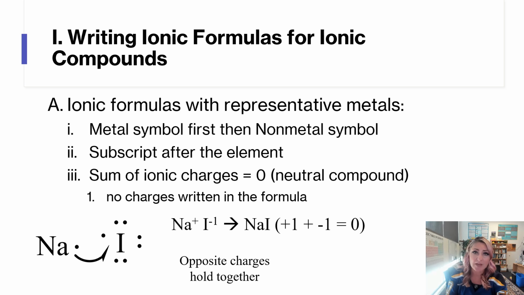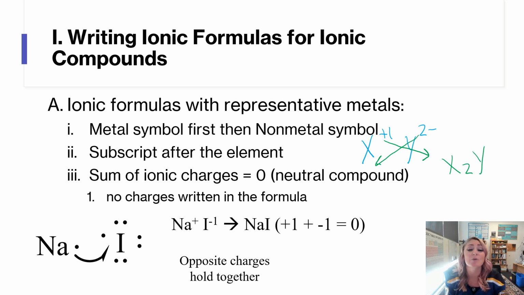But we put the subscript after the element, and the subscript is going to denote how many of something we have. So for example, if we have element X with a charge of +1, and element Y with a charge of -2, we're going to drop and swap. We bring the 2 down to become the subscript for X, and the 1 comes down to become the subscript for Y, giving us X2Y. We don't write 1, we're chemists. We figure if you've written the elements, there's at least one of them. So that is the drop.